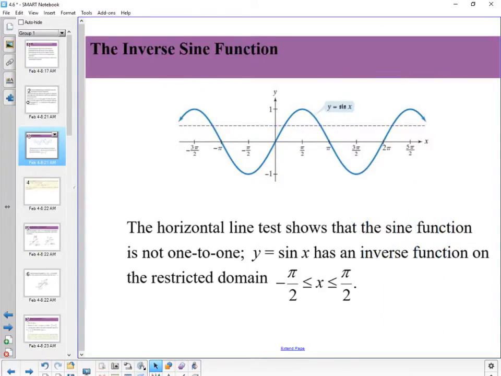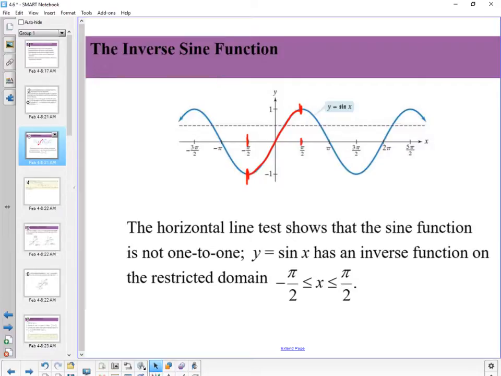So what we're going to do is restrict the domain on the sine function on this interval from negative pi halves to pi halves. So this is what we'll look at, this piece right here. Okay? We're going to restrict it right in there. Cool? Because right there, that piece alone, that red piece, is a one-to-one, isn't it?